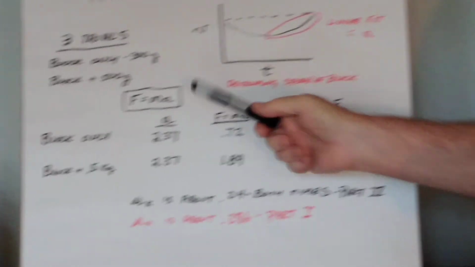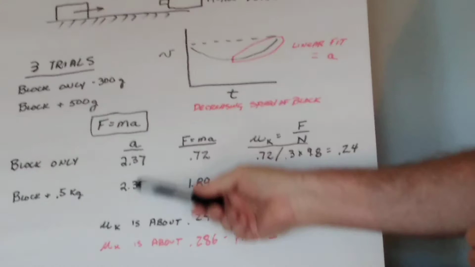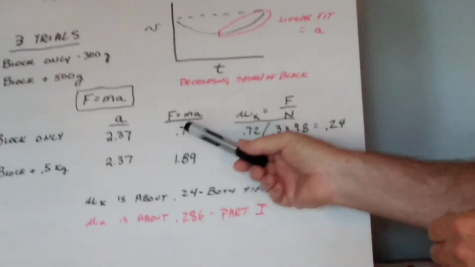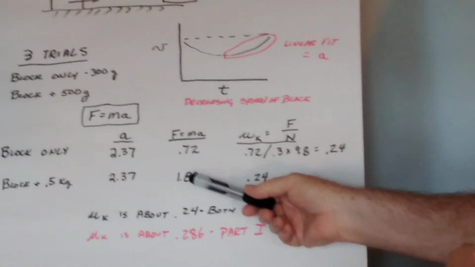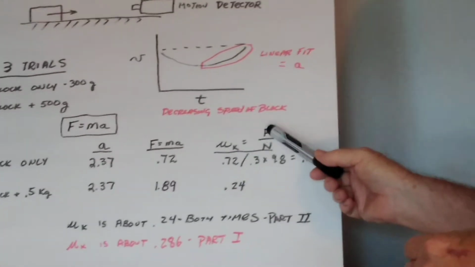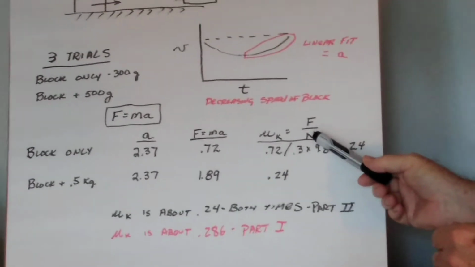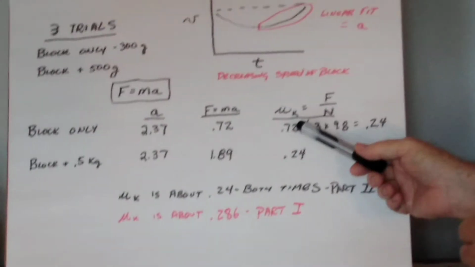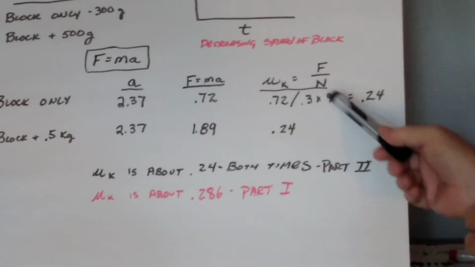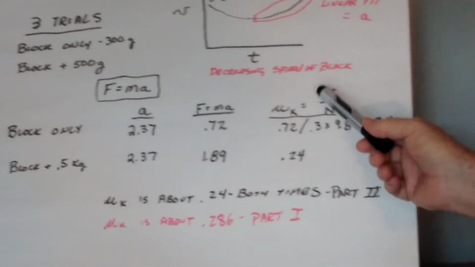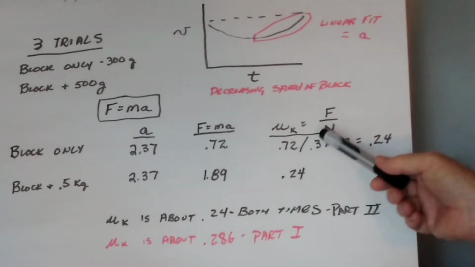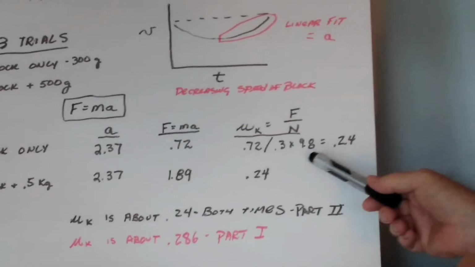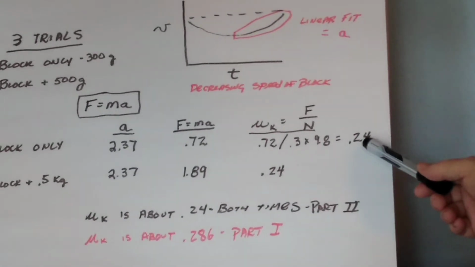We know F equals ma. Knowing A, F equals ma, we know the mass of the block, we know the acceleration of the block, we can calculate the F. Again, mu sub k is F over the normal force. We know we can calculate the normal force: weight times gravity, which we have right here. The mu sub k would be the force, 0.72, divided by the mass, 0.3 kilograms, times gravity, 9.8. We're getting a mu sub k of 0.24.